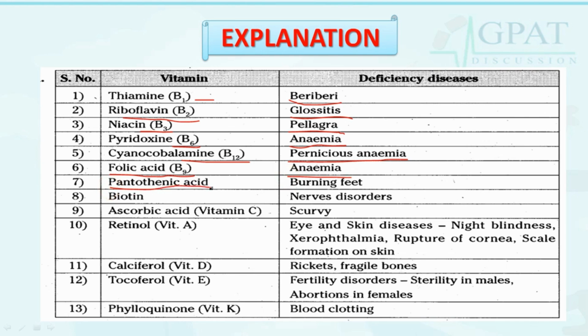Pantothenic acid deficiency develops burning feet. Biotin, that is vitamin B7, deficiency develops nerve disorder. Vitamin C deficiency develops scurvy. Vitamin A deficiency develops eye and skin disease, that is mainly night blindness. Next, vitamin D. Vitamin D deficiency develops rickets or fragile bones. Vitamin E deficiency develops fertility disorder, and vitamin K deficiency affects blood clotting. So these are the different vitamin deficiency induced diseases.